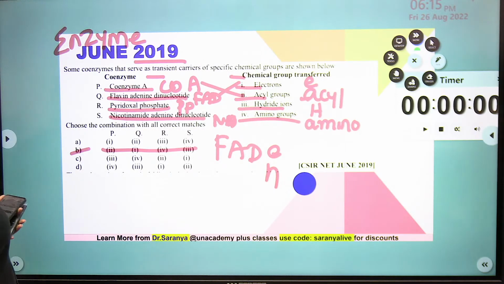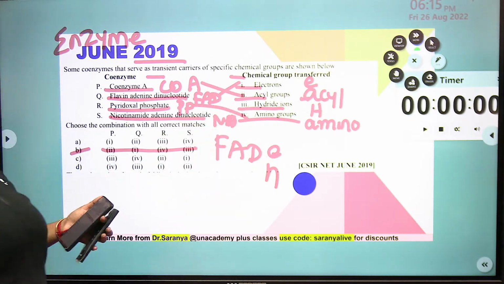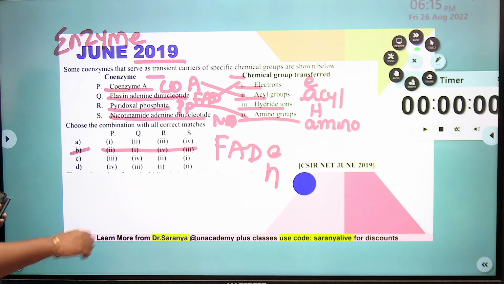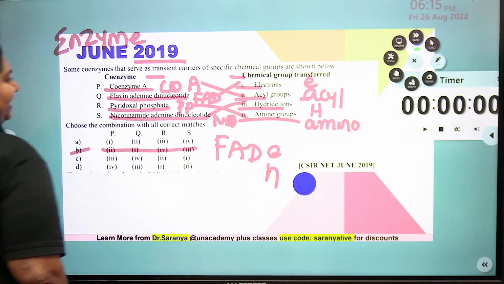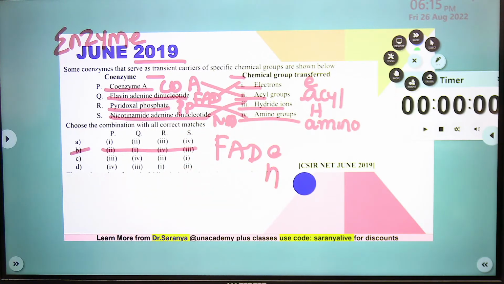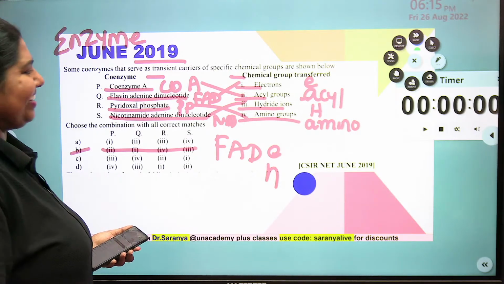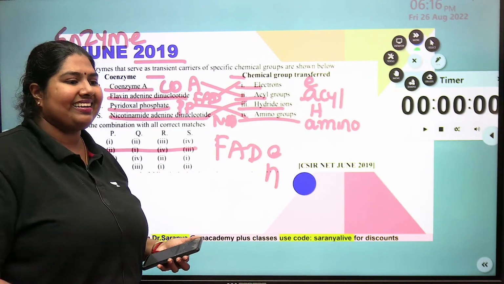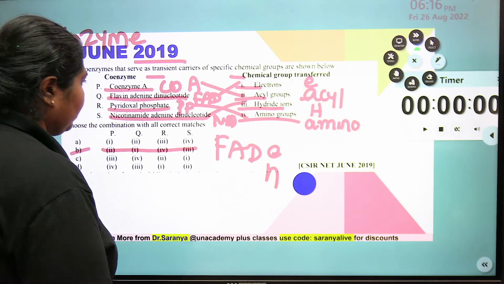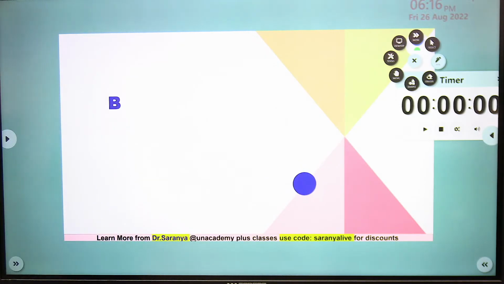The next one is pyridoxal phosphate, PLP. Pyridoxal phosphate is with the amino group. And NAD, which is NADH, goes with hydride ions. Got it, everybody? Fantastic. I hope this is clear, so let's move towards the next question.